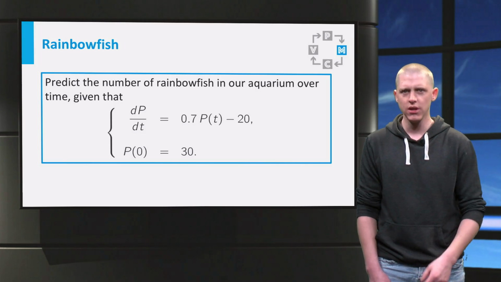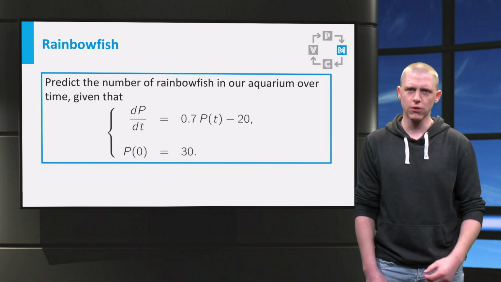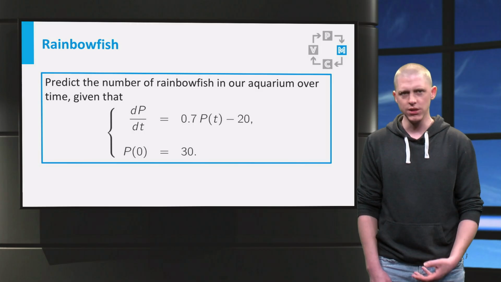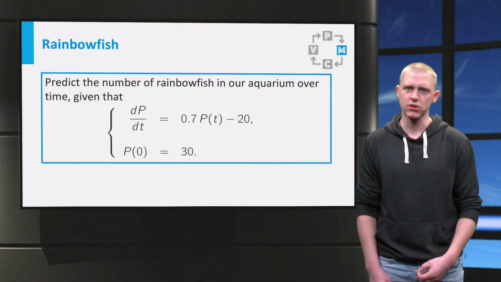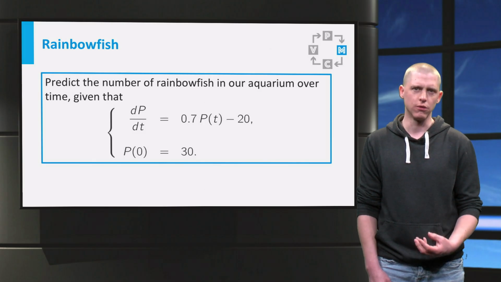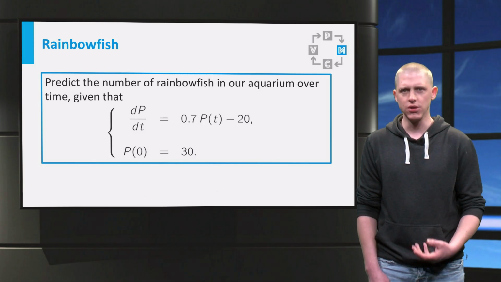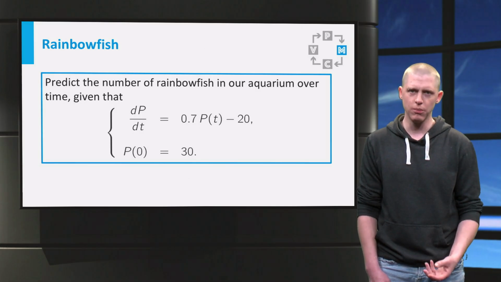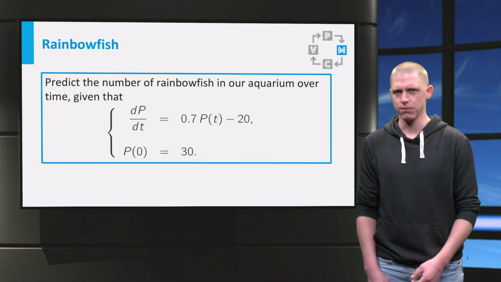As you can see, the right-hand side of the differential equation does not depend on the time t. This is an example of a so-called autonomous differential equation. If you know the number of rainbow fish P, you can use the differential equation to calculate the rate of change of P per day at that moment.